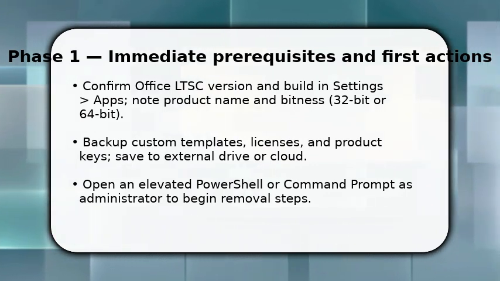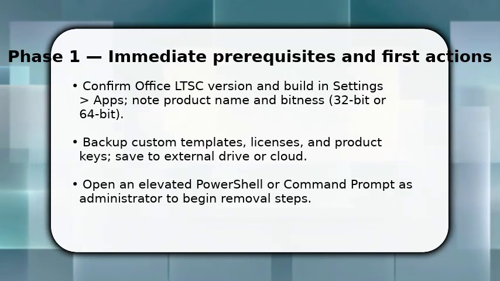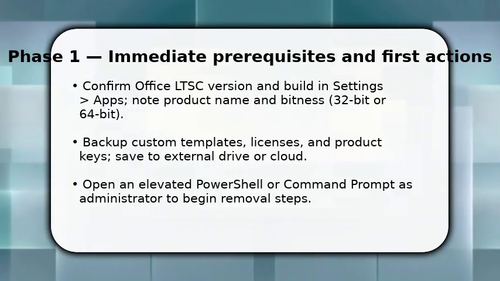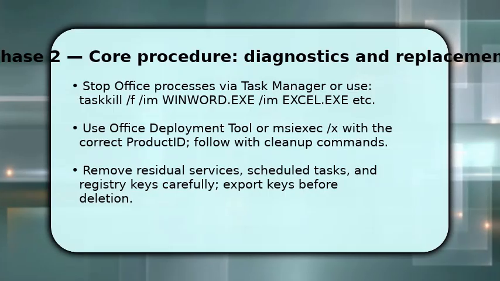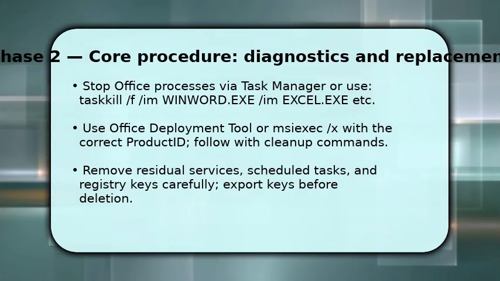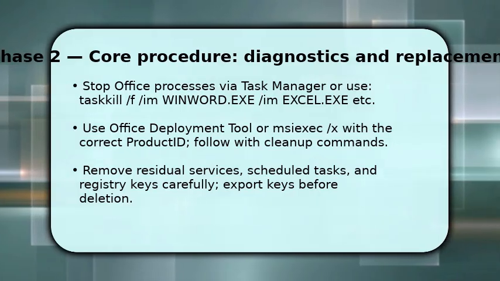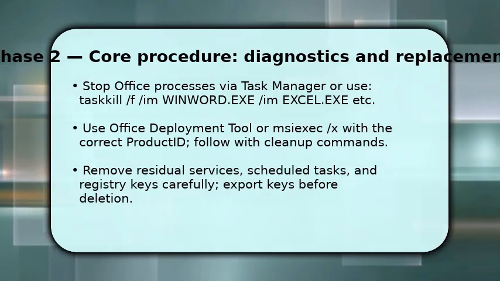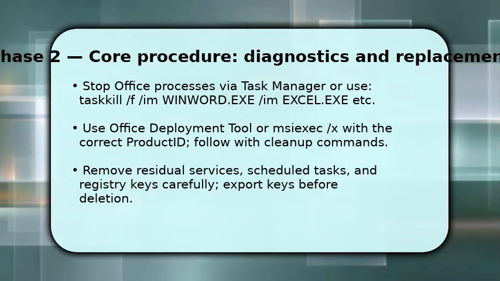Make sure to stop any Office processes before proceeding so the removal can run cleanly. You now stop all running Office processes, either in Task Manager or with Taskkill, to avoid file locks. Next, run the Office deployment tool with an uninstall configuration or use msiexec /x paired with the correct product ID.